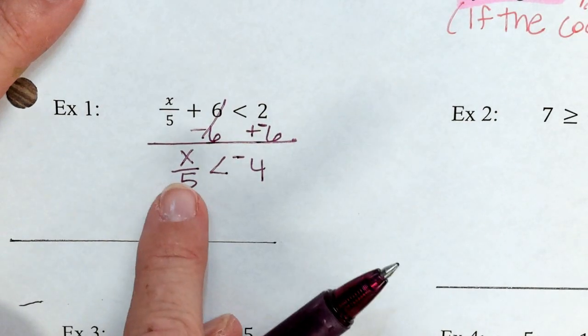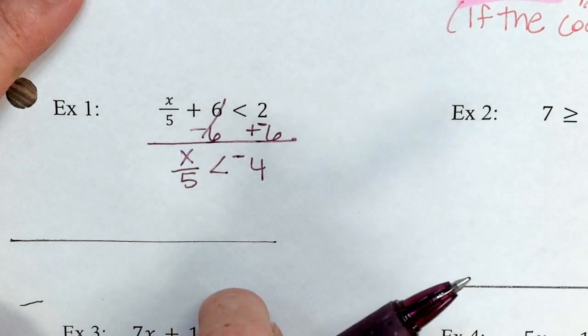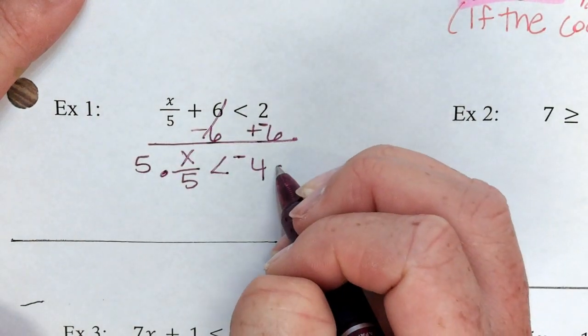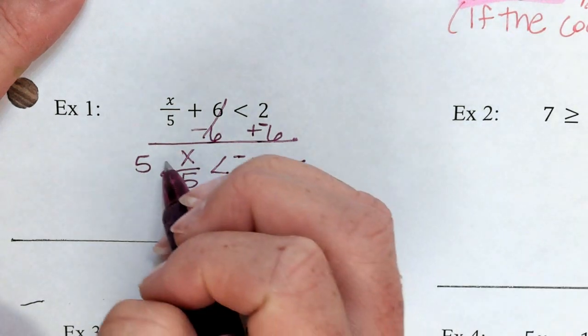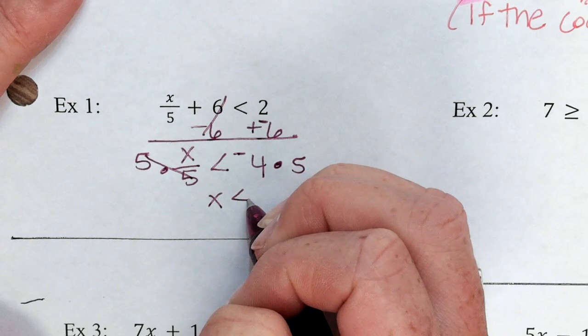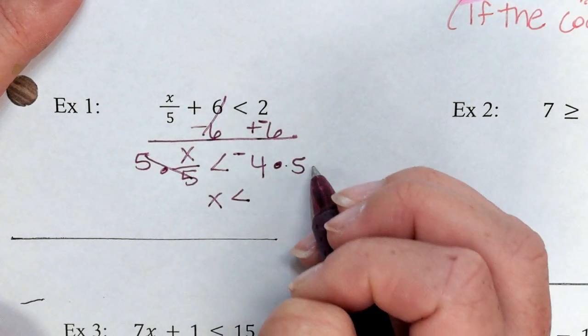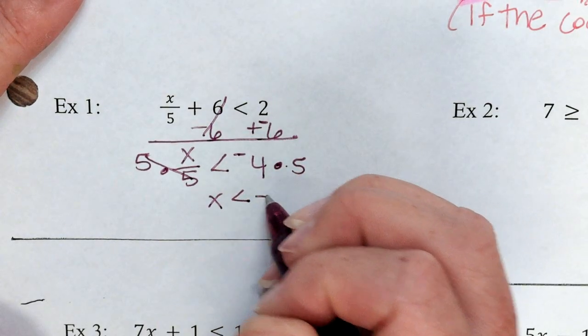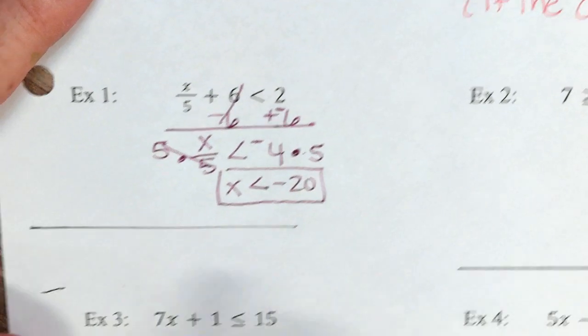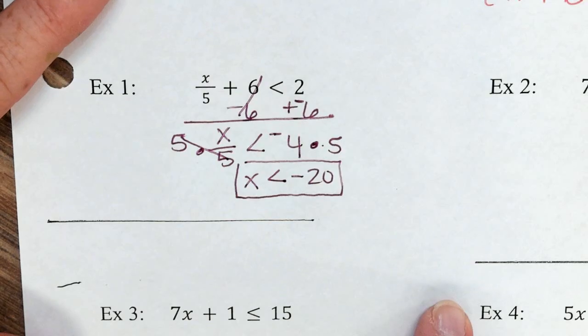How will I get rid of this 5 if x is being divided by 5? Multiply by 5. Whatever I do to the left, I have to do to the right. That cancels out, and I'm left with x is less than negative 4 times 5, which is negative 20. Box in your answer, and we're going to put it on this line that I put there for y'all.